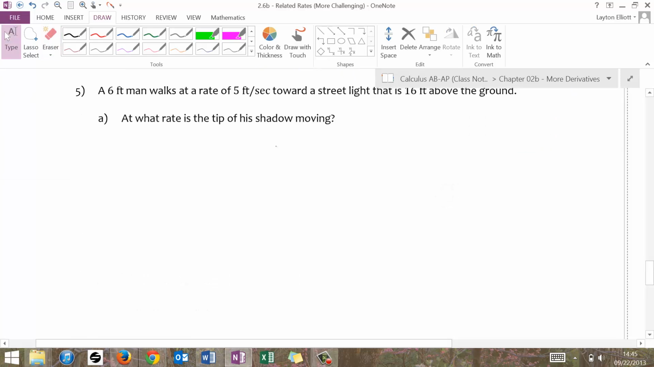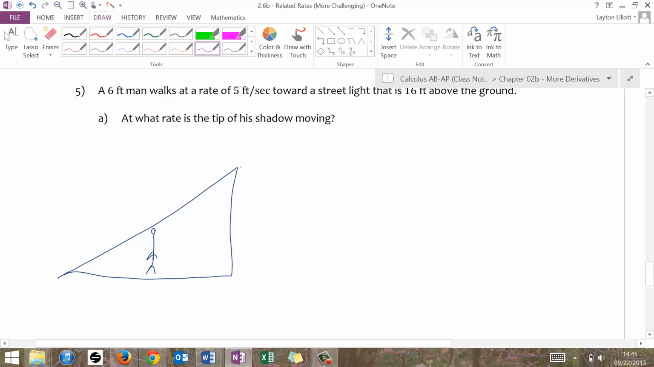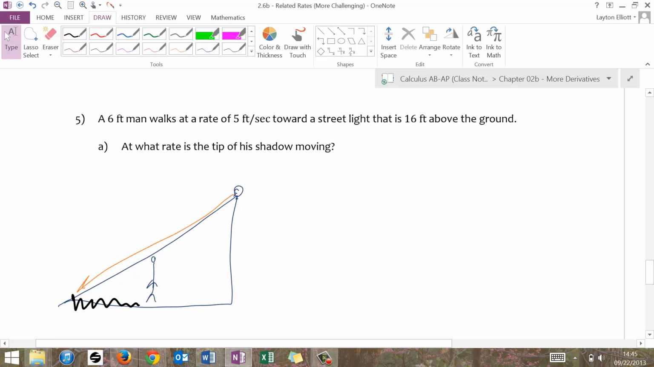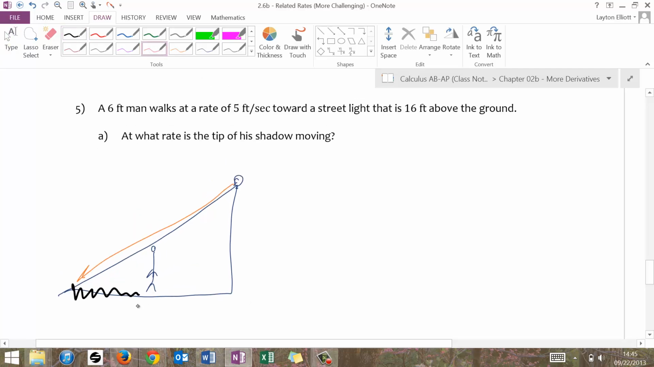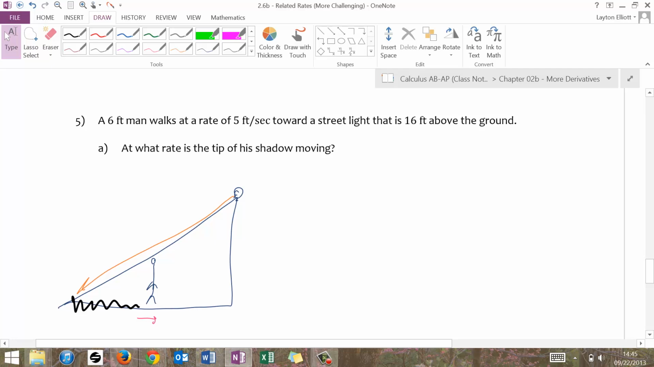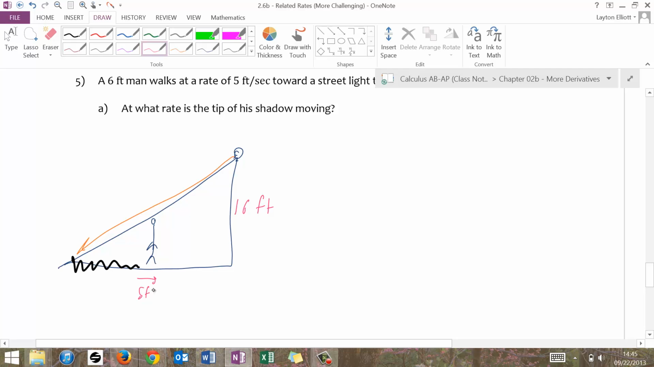Last one. A 6-foot man walks at a rate of 5 feet per second towards a street light that is 16 feet above ground. So what I'm going to do is sort of cast this thing here. We have a 6-foot man. It's a terrible man. Here's a street light. The street light is shining its light down that way. It's causing a shadow on this man here. And the 6-foot man is walking at a rate of 5 feet per second towards the street light that is 16 feet above ground. That won't change. And here's 5 feet per second. And here's 6 feet for the man.